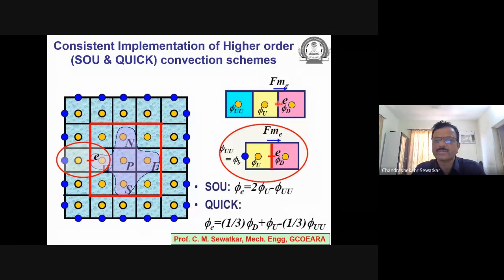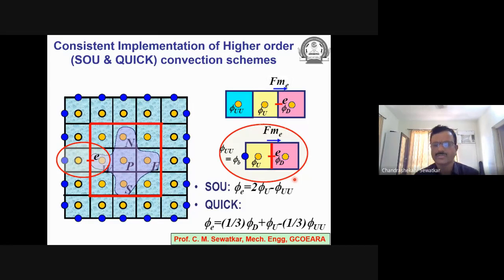This was the earlier case. If this is phi e, this is phi u. But now, in the current case, if this is my east phase, this is phi u, and this is phi b, the boundary value. If I incorporate this, the expression for phi e changes to 2 phi b minus phi u, and the expression for the QUICK convection scheme changes to 1/3 of phi d plus phi b minus 1/3 of phi u. So these are different expressions which we can obtain in the same fashion as we obtained them for the earlier cases.